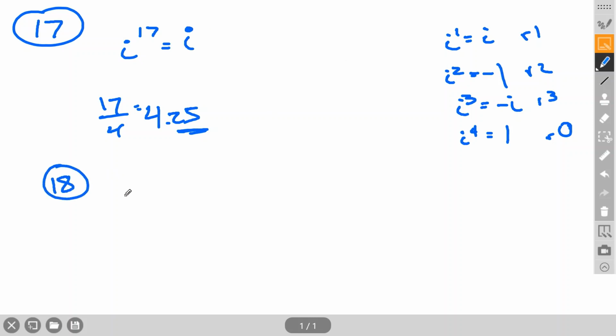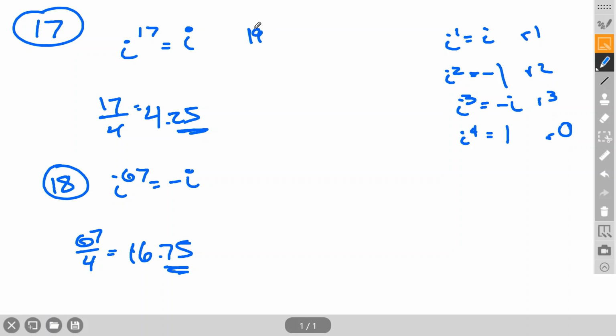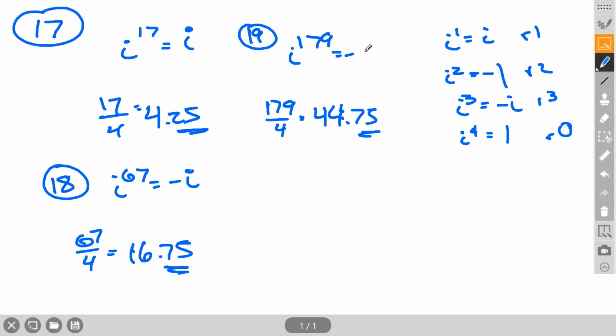Number 18, i to the 67th power. 67 divided by 4 is 16.75. So that's a remainder of 3. So that is negative i. 19, i to the 179. So 179 divided by 4 is 44.75. That's a remainder of 3, so it reduces to negative i.